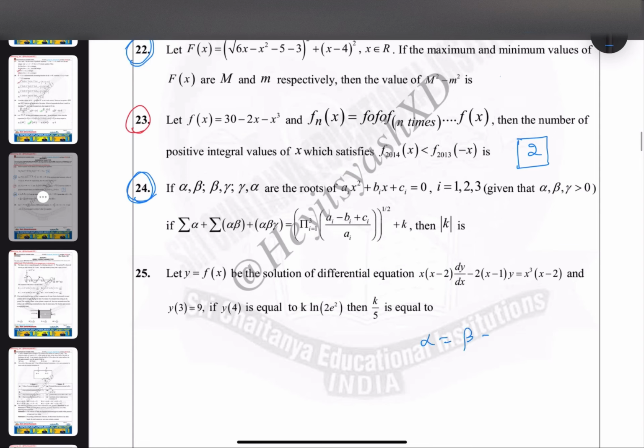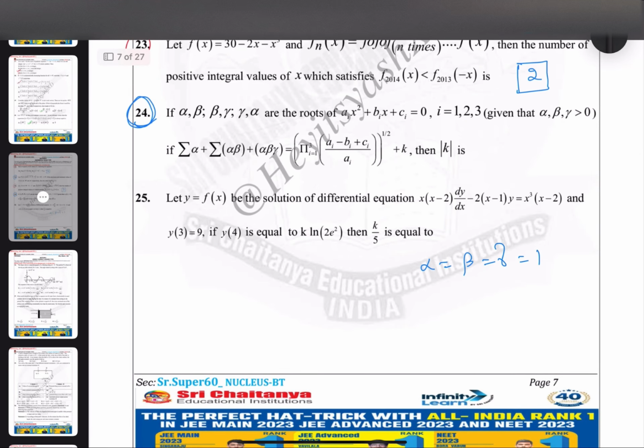It is never said in the question that alpha, beta, gamma are distinct, and it is said that they are greater than 0. So I am choosing 1. If you try to solve this question in general, it will take at least 10 minutes, more than 10 minutes I would say.